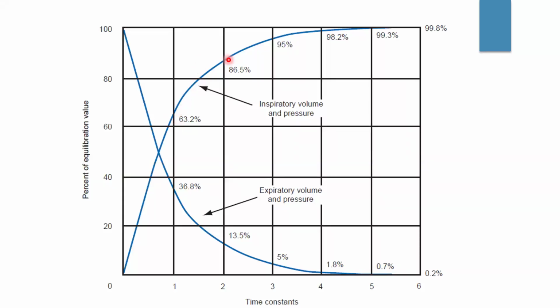By two time constants, it becomes 86%. By three time constants, it becomes 95%. And by five time constants, it reaches around 99.3%, essentially 100%. The same thing applies to exhalation. By one time constant, it reaches 36.8%, meaning it has already exhaled 63% of the volume. And by five time constants, it has exhaled 100% of the volume.